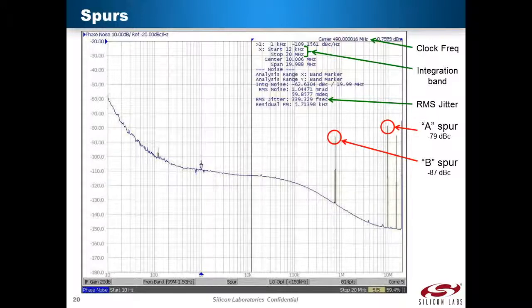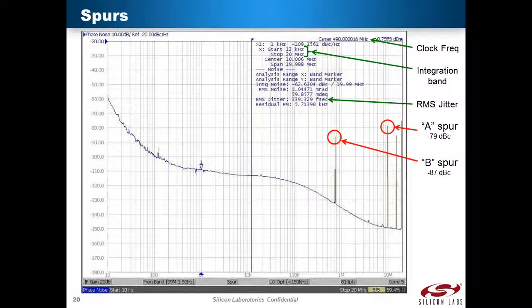Spurs are modeled as sine wave modulations of the carrier, and they are considered to be jitter at a single offset frequency. The jitter contribution of a spur modeled as sine wave modulation as opposed to random noise can be calculated and is well known. Typically, only large spurs contribute significantly to the RMS noise.